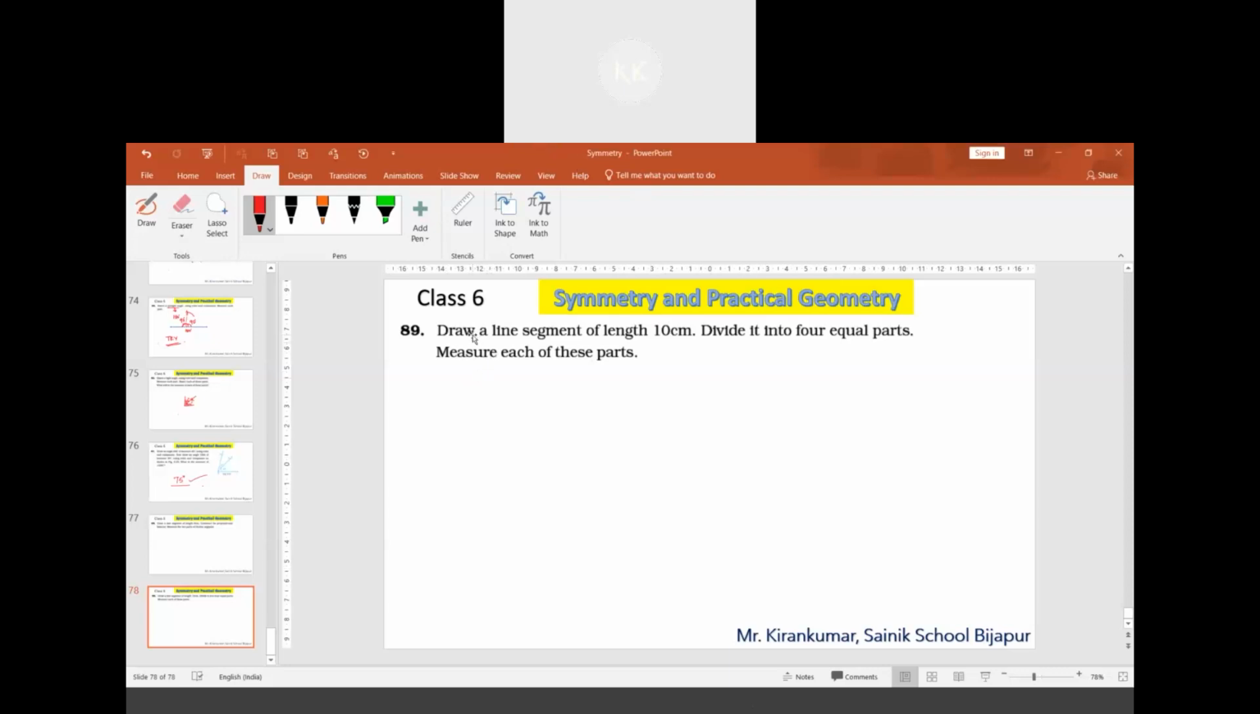So this chapter is completed. Only these concepts are there in both these topics, symmetry and practical geometry. Is there any doubt? No doubt. So what are the chapters which are remaining?